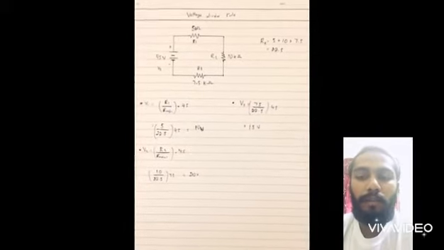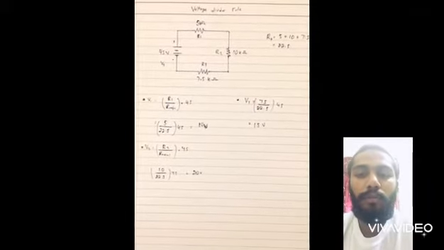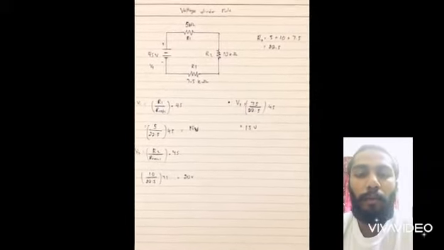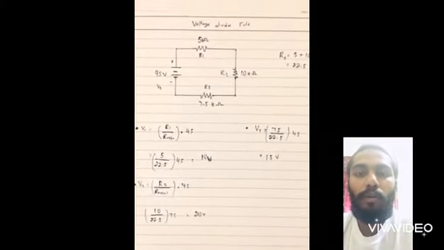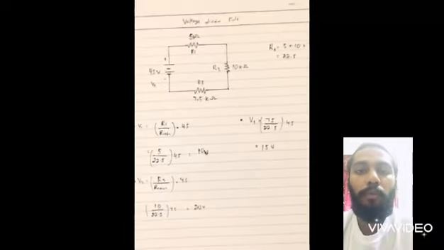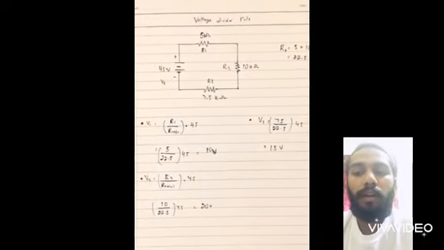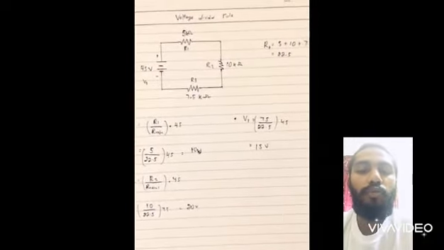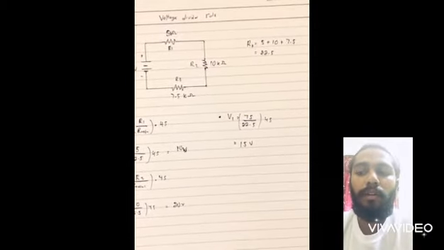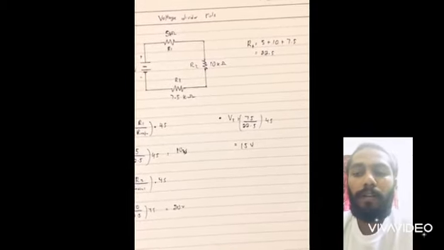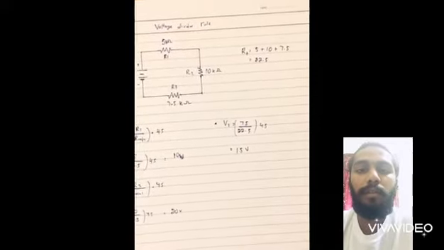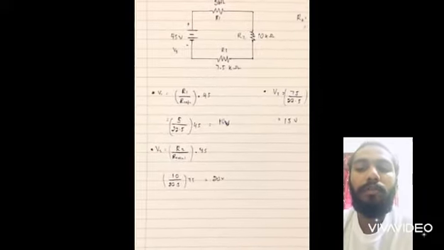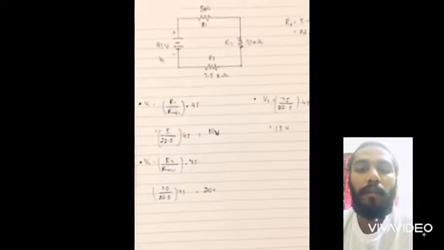Okay, here we want to do an example of the voltage divider rule. So this is a simple series circuit which has 3 resistors and 1 voltage source. First of all we have to find R total: 5 plus 10 plus 7.5, so it is 22.5 kilo ohm. Then we have to find V1.